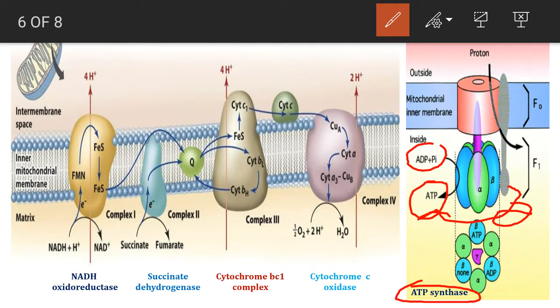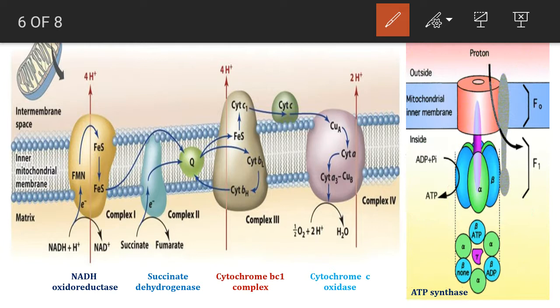For one complete rotation of the turbine and synthesis of one ATP, there is a requirement of 4 protons. So with the passage of 4 protons, the complete turbine is rotated and one ATP is synthesized. Now just have a look at the NADH oxidation.